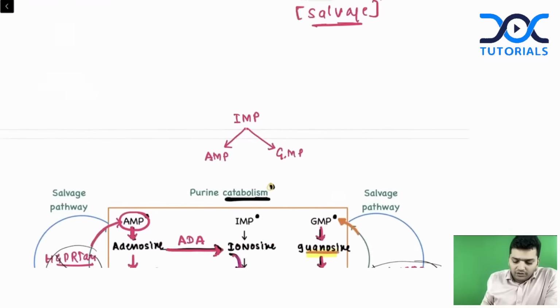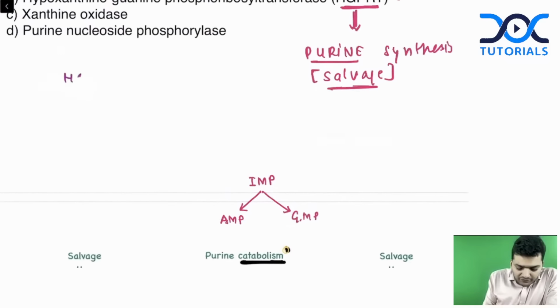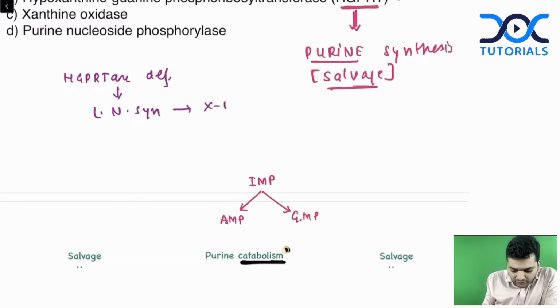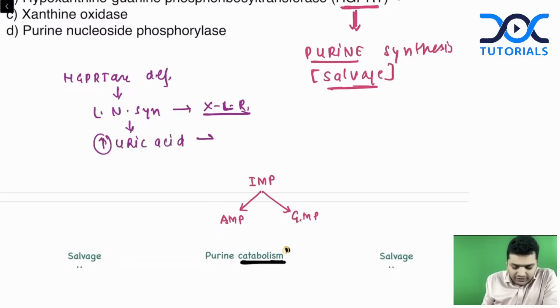Here we understood that HGPRT deficiency is called Lesch-Nyhan syndrome. It is an X-linked recessive disorder. One thing we have understood is that there is an increase in uric acid, and since there is an increase in uric acid, there is a risk of gout.